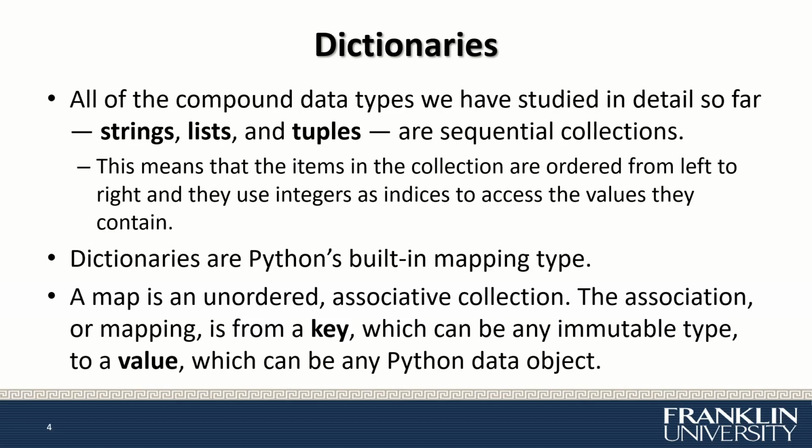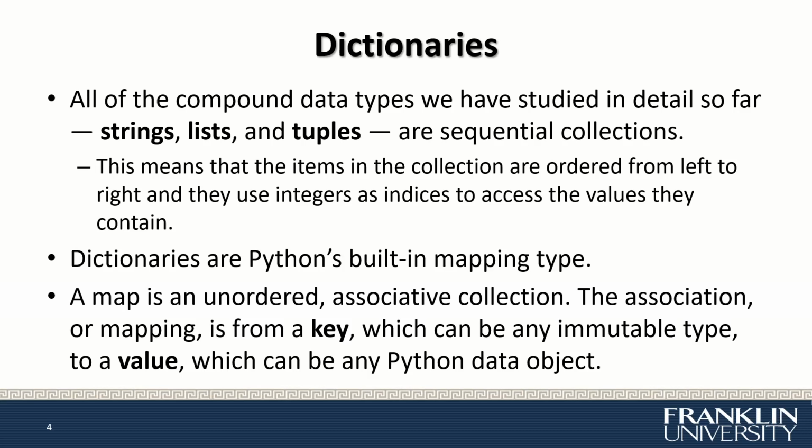All of the compound data types we have studied so far, strings, lists, and tuples, are all sequential collections. This means that the items in the collection are ordered from left to right and they use integers as the indices to access the values they contain.